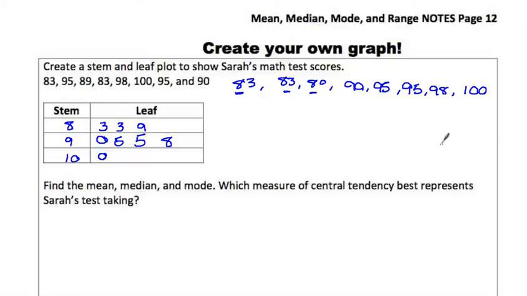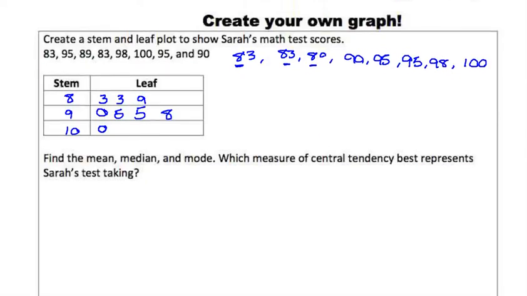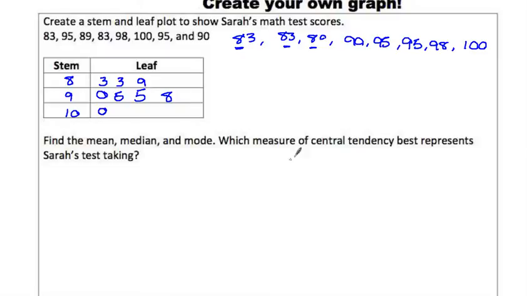Now it says, find the mean, median, and mode, and which measure of center best represents Sarah's test taking. So let's find the mean first. If we find the mean, we're going to add them all together. When we add all of these numbers together, we get 733. Then we're going to divide by how many there are. So there's 8 of them. And when we do that, we get 91.625.